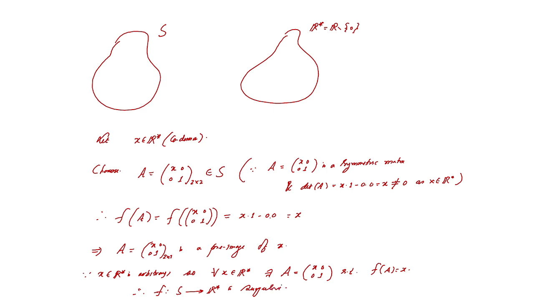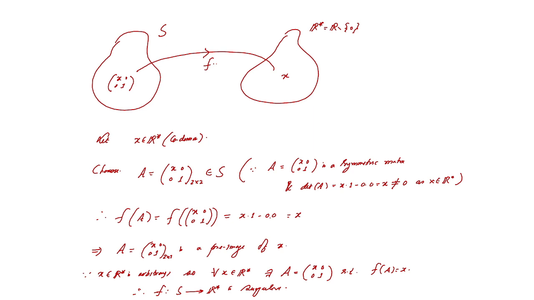So surjectiveness is done. What we proved? For any x belongs to R star, there exists a matrix [x, 0; 0, 1] that maps to it. So obviously it is a surjective map. Now we come to f is not injective. How will we show f is not injective?